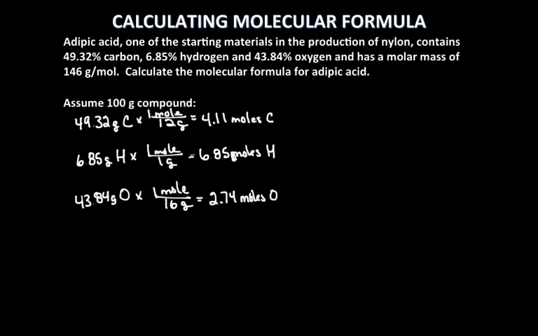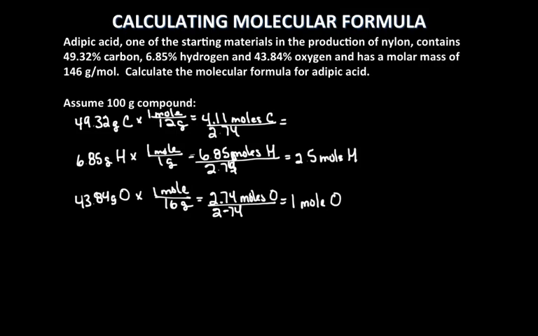And to calculate the empirical formula, we now just divide through by the lowest number of moles we have, which is 2.74. So we divide everything by 2.74. That gives us 1 mole of oxygen. 6.85 divided by 2.74 gives us 2.5 moles of hydrogen. 4.11 divided by 2.74 gives us 1.5 moles of carbon.